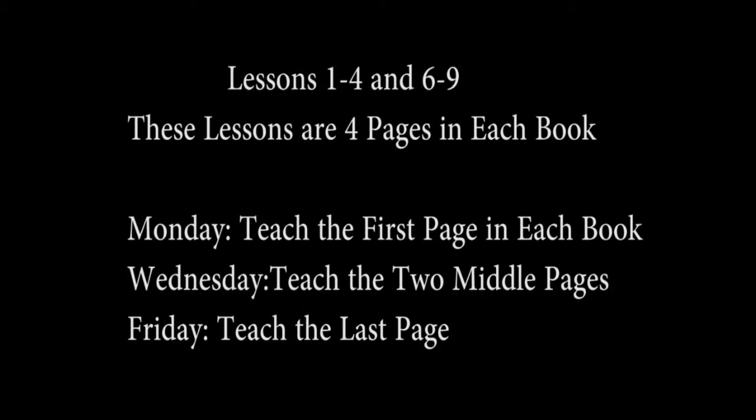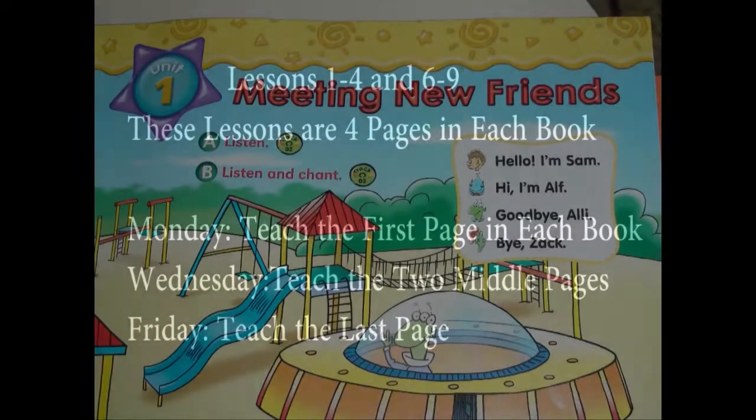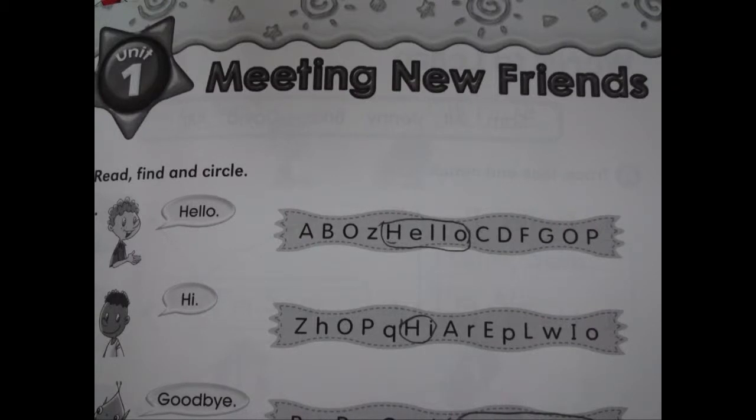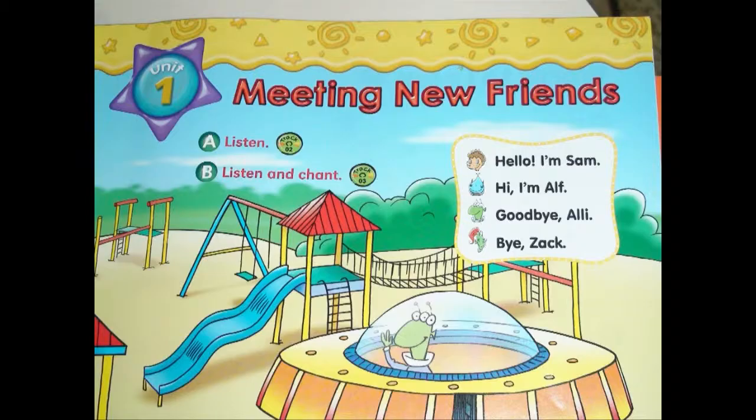For teaching lessons 1 through 4 and 6 through 9, please follow a very simple schedule. These books are only taught on Monday, Wednesday, and Friday. Each lesson is 4 pages in the student book and 4 pages in the workbook. On Monday, teach the first page in the student book and the first page in the workbook. These are the introduction pages.